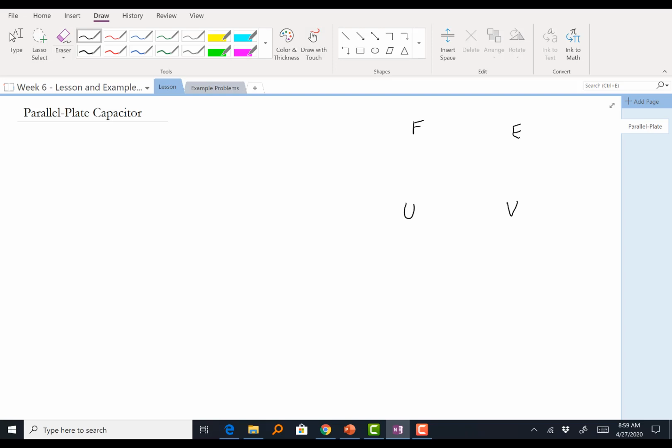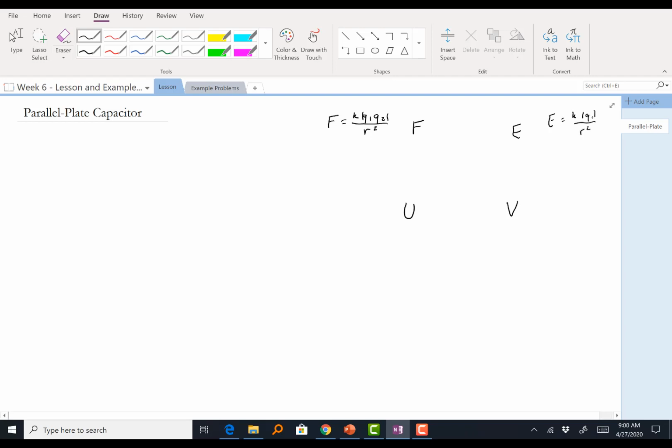All right, so right now what we've been doing a lot of is looking at these four concepts in the context of point charges. So we looked at Coulomb's law for the electric force, and then a similar equation for the electric field.